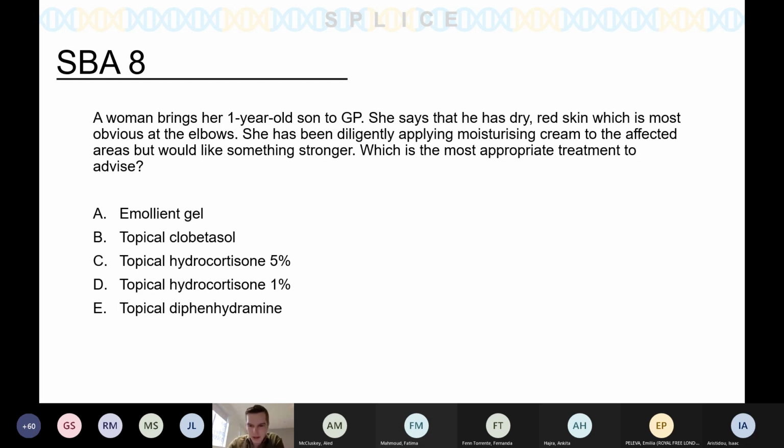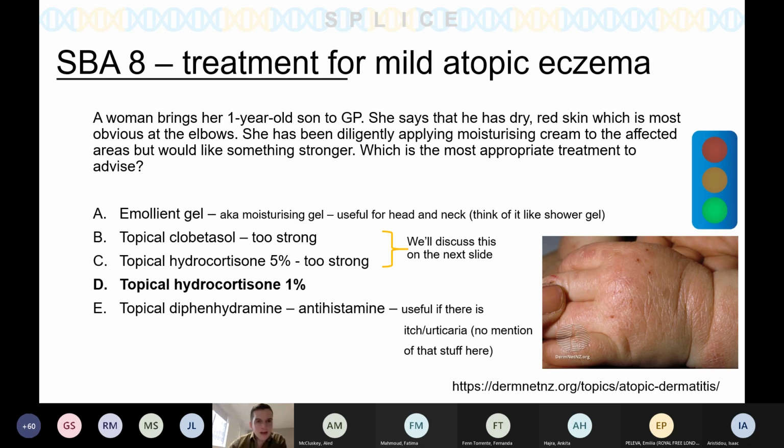Okay, would you close the poll there? Let's see what we've got. We've got a good split again. Okay. This is a tricky one.